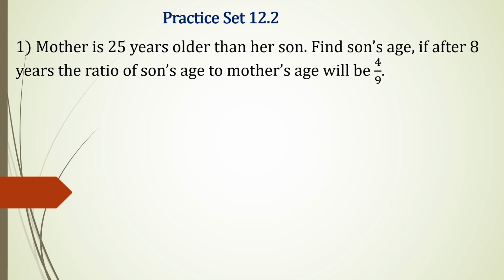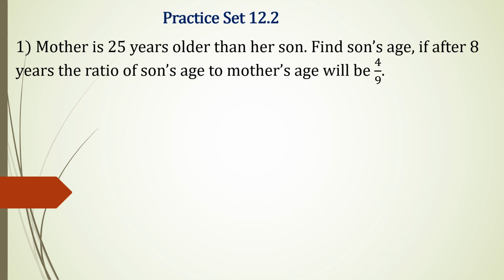Now what is the first question given, students? Mother is 25 years older than her son. Find the son's age if after 8 years the ratio of the son's age to the mother's age will be 4/9. Now you read the question carefully. Now you have to see what is given and what you are required to find.